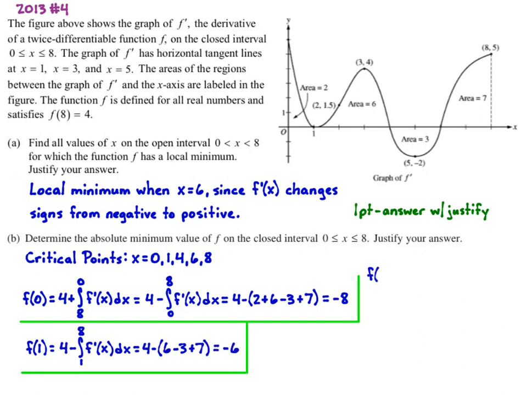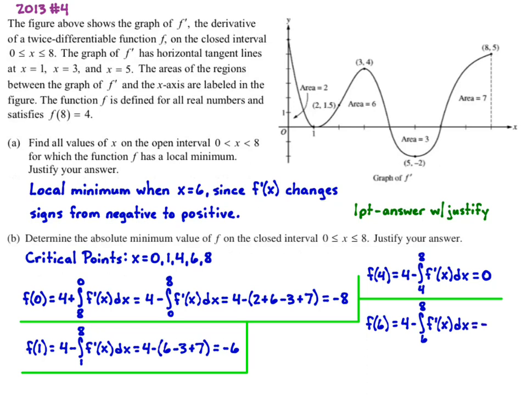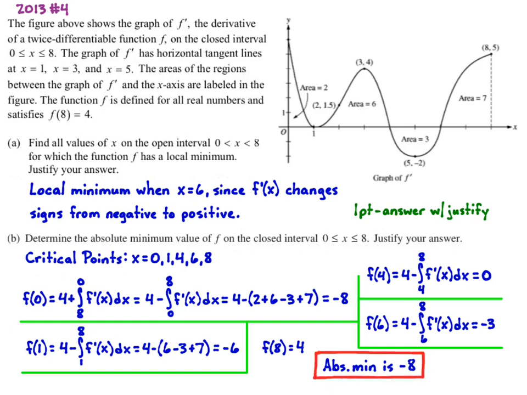We're going to do the same thing on the other critical points. At 4, we get 4 minus the integral from 4 to 8 of f prime, which is 0. If you do the work, I didn't want to express all that. F of 6 is going to be that expression, and you get negative 3. And then f of 8, you don't need to do any work there because it gave you what f of 8 was, it's 4. Out of all of these critical points, the lowest value of the function was negative 8. So our absolute minimum is negative 8 as our final answer.